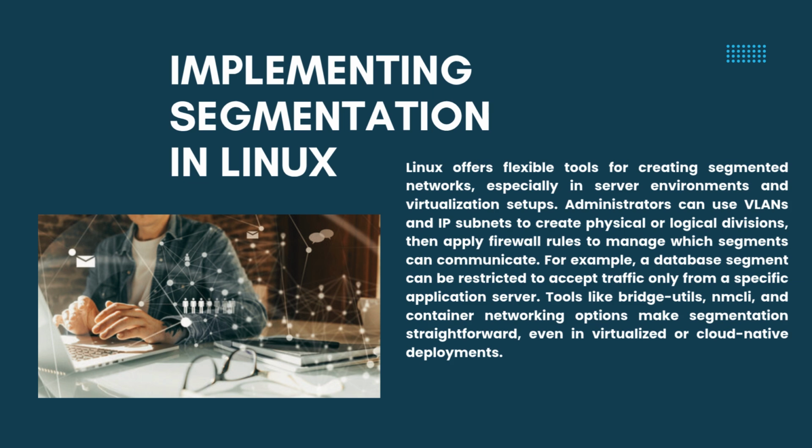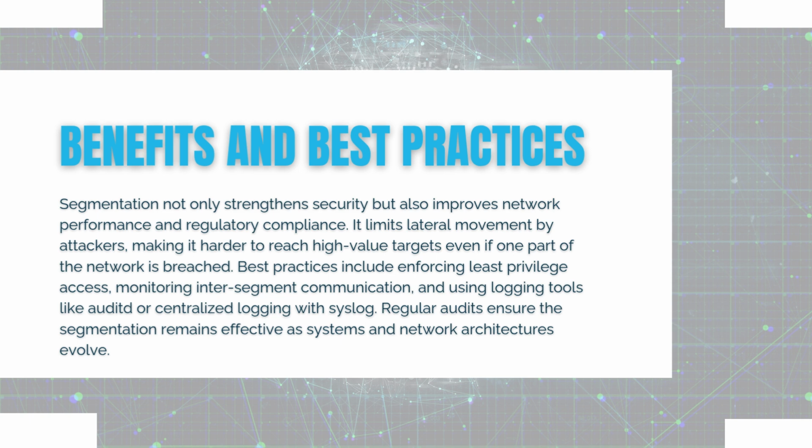All right, so how do you actually do segmentation in Linux? It starts with breaking up traffic using VLANs or subnets. You can create isolated zones for different services, maybe one for your public web server, one for your internal apps, and one for your database. Then you lock those zones down with firewall rules that only allow necessary communication. Tools like bridge-utils, nmcli, or even container network interfaces give you full control. And if you're in a virtual or cloud setup, segmentation is even easier to automate and scale.